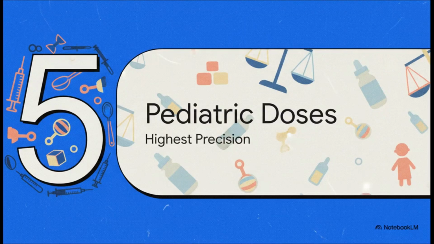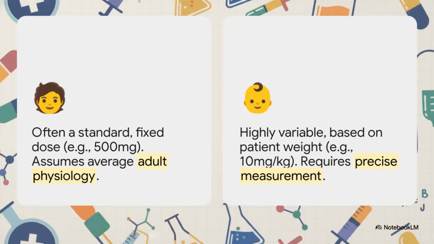All right, deep breath. We're heading into our final section, and this is where the need for precision is at its absolute highest. We're talking about weight-based and pediatric doses. For adults, a lot of doses are pretty standard, right? It's kind of a one-size-fits-most deal. But with kids, no way. One size absolutely does not fit all.